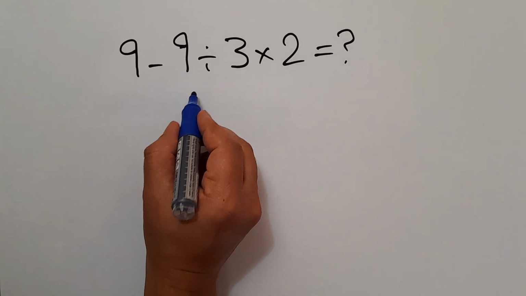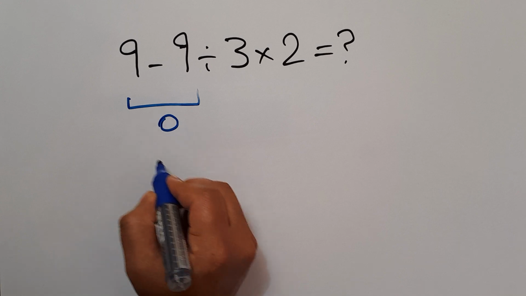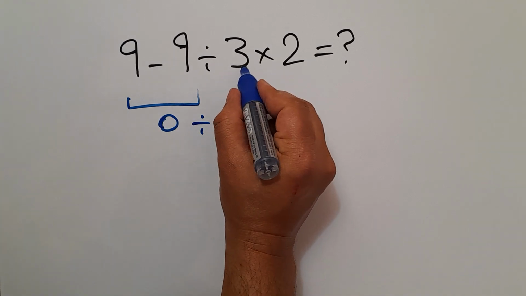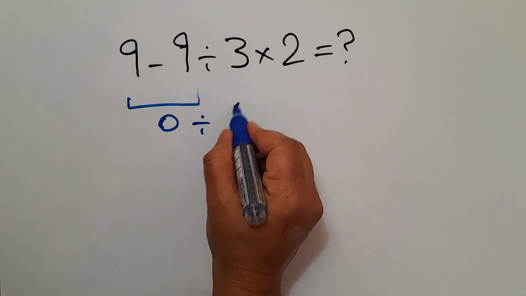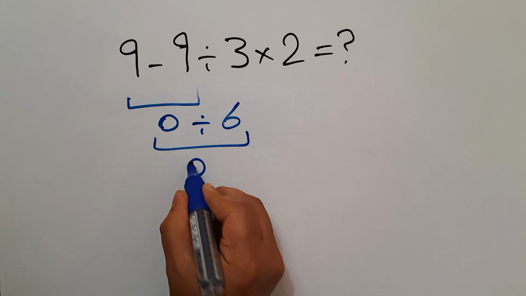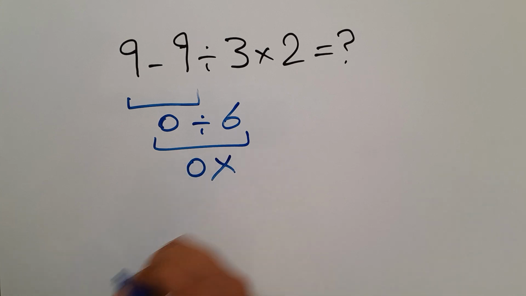9 minus 9 equals 0, and 0 divided by 3 times 2. 3 times 2 equals 6. 0 divided by 6 equals 0. But this answer is not correct.